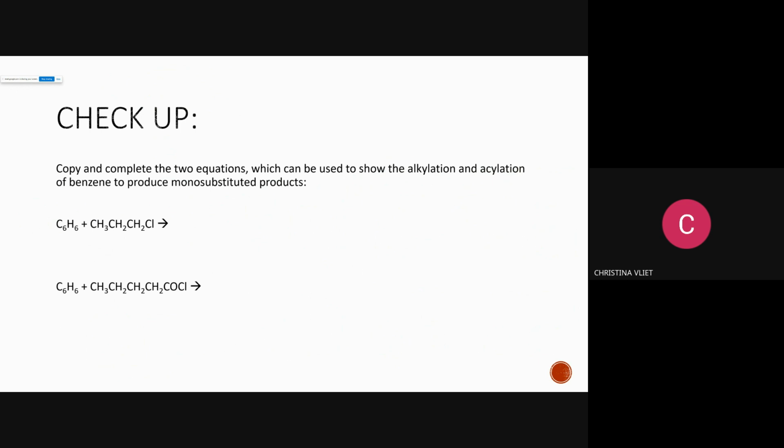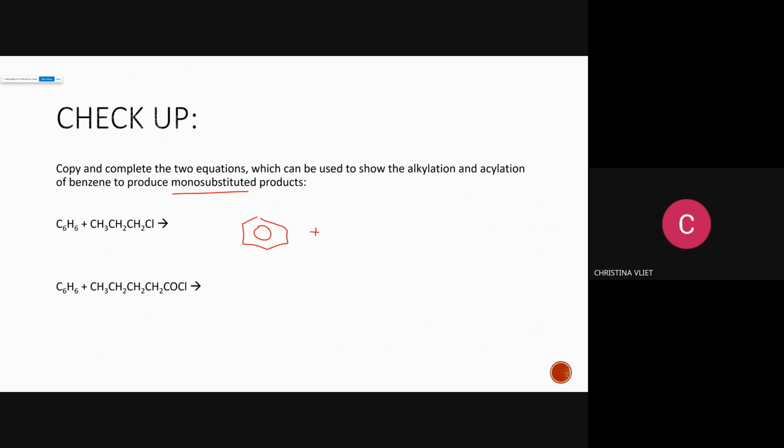All right, so let's try a couple of questions. Copy and complete the two equations, which could be used to show alkylation and acylation. And it says mono substituted products, so that means we only want one product. Mono means one. So what would this first one be? I'm not going to write the structure, I'm going to write a skeletal. So C6H6 is benzene. And then what do we have going on here?